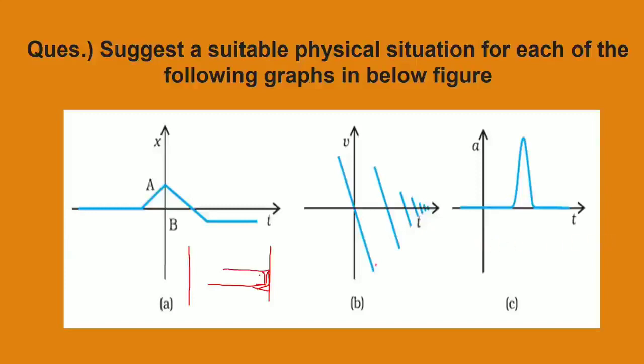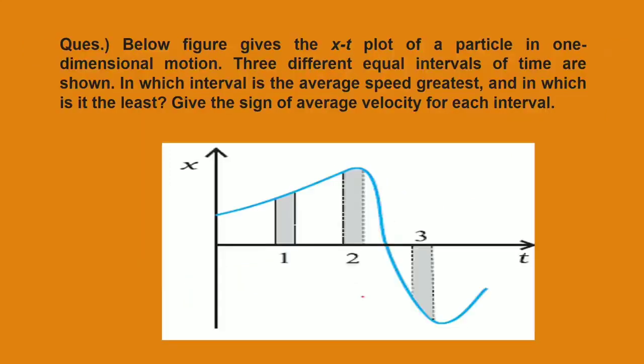They may give you different types of graphs, whether possible or not possible. You should be able to understand how to read the graph. That is very, very important. The graph below is a position time graph, an xt graph, of a particle moving in one dimensional motion. It means we are talking about motion along a straight line. Three different equal intervals of time. It means t1 equals t2 equals t3. Intervals of time are equal.